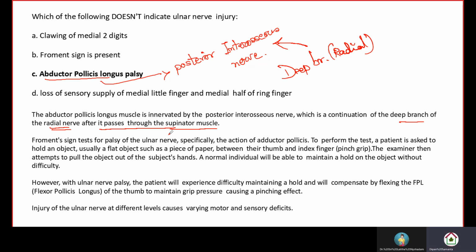Okay, so which of the following doesn't indicate ulnar nerve injury? Abductor pollicis longus palsy, because abductor pollicis longus muscle is innervated by the posterior interosseous nerve, coming from the deep branch of the radial nerve and not the ulnar nerve. The other options are related to ulnar nerve injury.